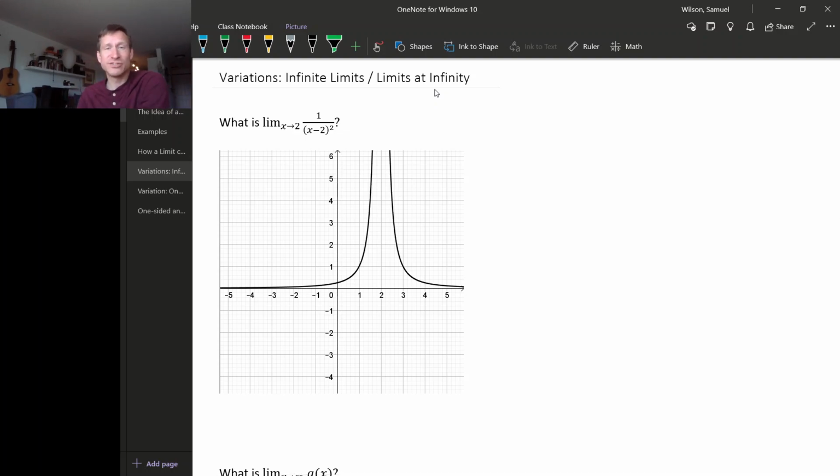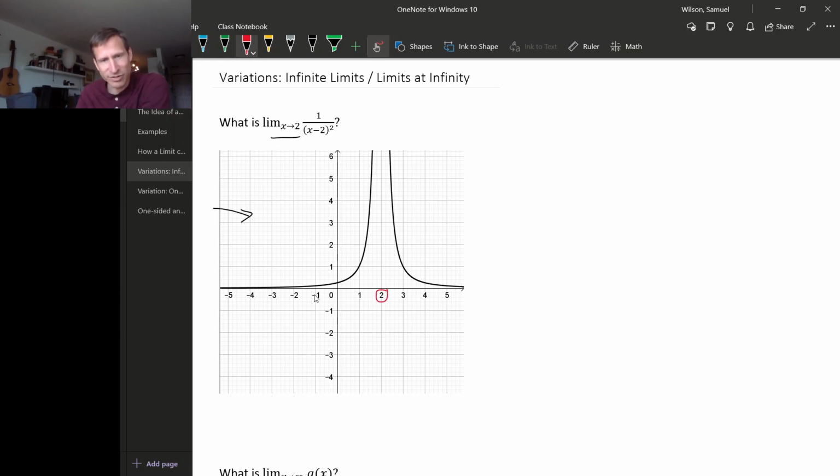There are a couple variations on the idea of a limit that involve infinity. So for one example, let's look at the limit as x goes to 2 of 1 over (x minus 2) squared. And here's a graph of that function. So we are keeping an eye on 2 since x is approaching 2.